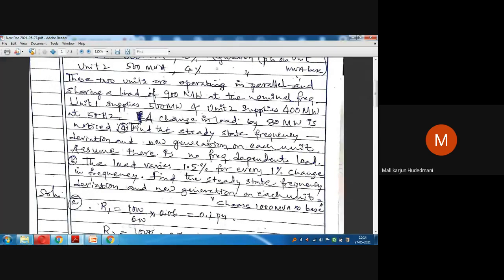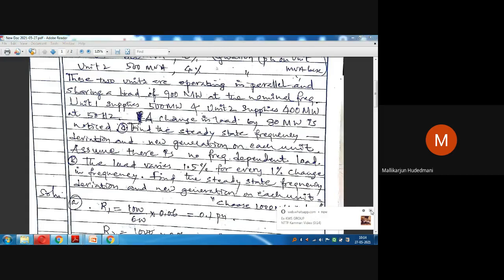Find the steady state frequency deviation delta F and new generation on each unit. The contents are just a marginal change, but the requirements are the same. What is the new frequency? Nothing but delta F we have to find out. New frequency I have to find out. Delta P1, the share, and delta P2, the share of machine 2. So I have to calculate both in respective steps.